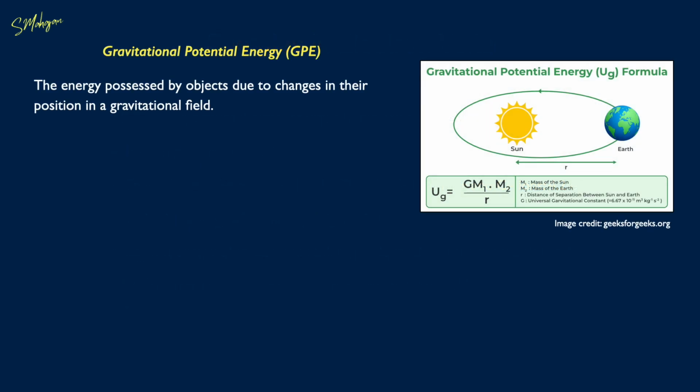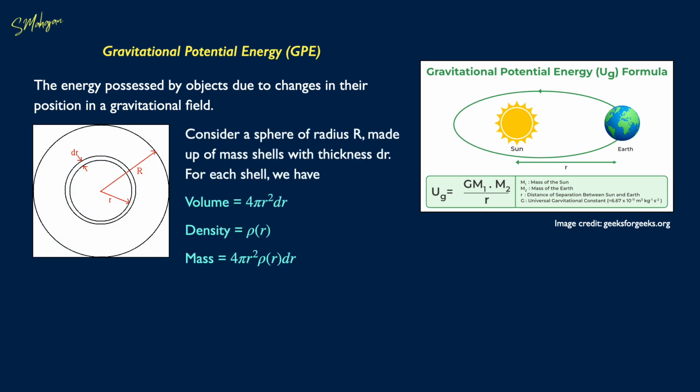Since chemical energy cannot power stars, let's consider the gravitational potential energy. The energy possessed by an object due to changes in its position in a gravitational field is called the gravitational potential energy. In order to get an estimate, consider a sphere of radius r made up of mass shells of thickness, say, dr. So for each shell, we can then have volume as 4 pi r squared dr, density, which is also a function of r, as rho of r, and mass as 4 pi r squared rho dr.